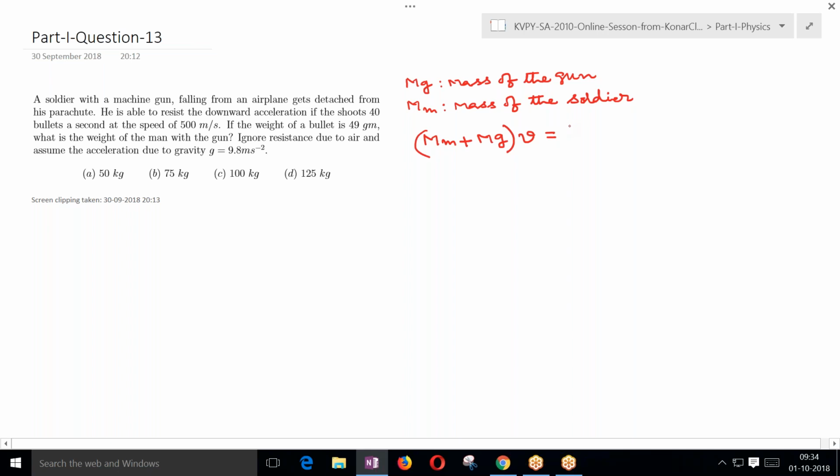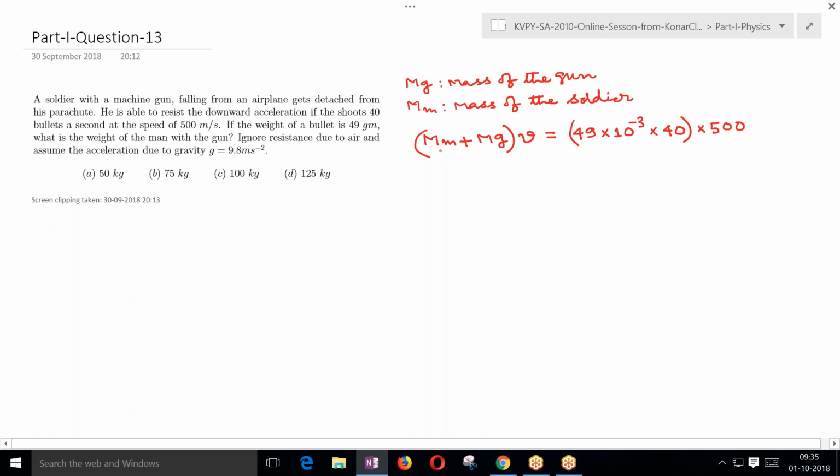So what is the mass of one bullet? Mass of one bullet is 49 gram. 49 gram means 49 into 10 to the power minus 3 kg. And how many such bullets are there? There are 40 such bullets, so I should multiply by 40. So that is the entire mass of all these 40 bullets. And what is the speed? Speed is 500 meter per second. So that is equal to 500. So this is the equation.